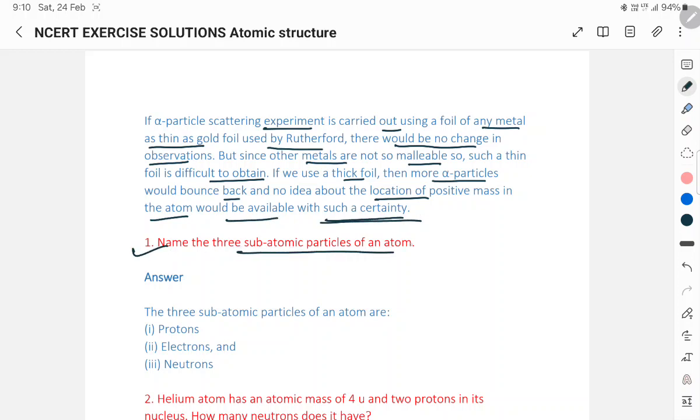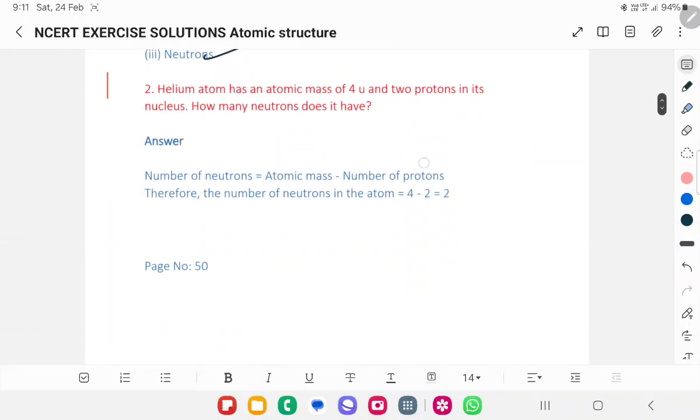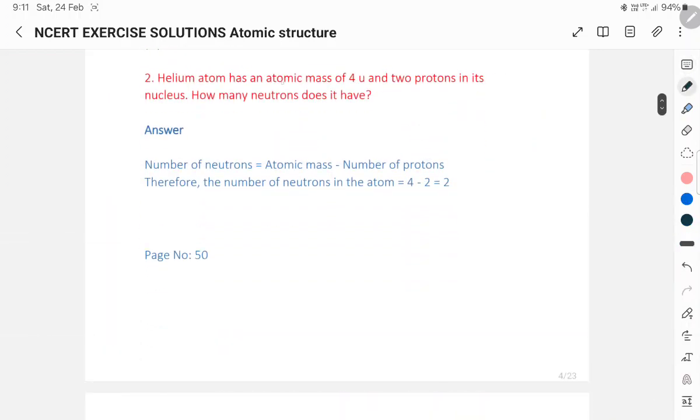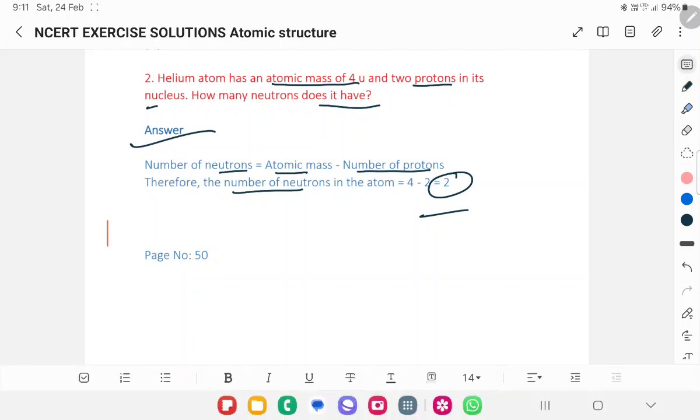Name three subatomic particles of an atom. The three subatomic particles of an atom are protons, electrons, and neutrons. Next question, helium atom has an atomic mass of 4 u and 2 protons in its nucleus. How many neutrons does it have? The number of neutrons is given by atomic mass minus number of protons. Therefore, the number of neutrons in the atom is 4 minus 2, equal to 2.